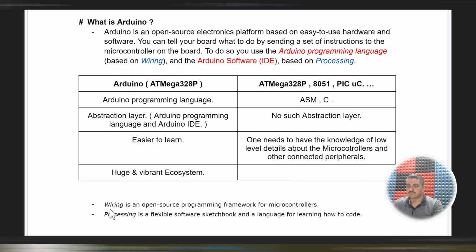So what is wiring? Wiring is an open source programming framework for microcontrollers. And what is this processing? Processing is a flexible software sketchbook and a language for learning how to code. So basically what it means is that when we talk about Arduino, it is a combination of both hardware and the software.